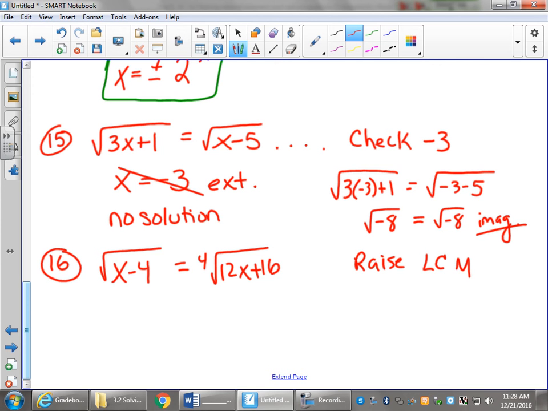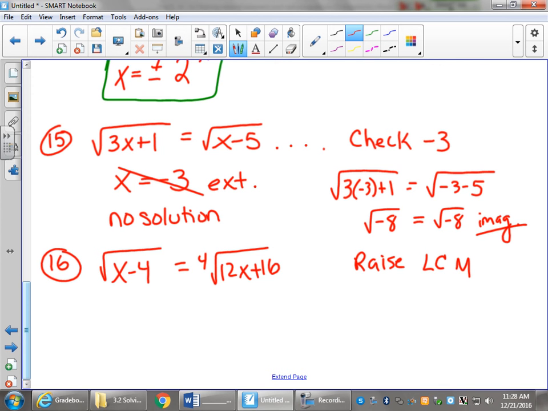2 would be the greatest common factor, not the least common multiple. 4 would be the least common multiple. It's what they both go into, not what goes into them. So, for example, what would be the least common multiple of 2 and 3? 6. You would raise both sides to the 6th power.